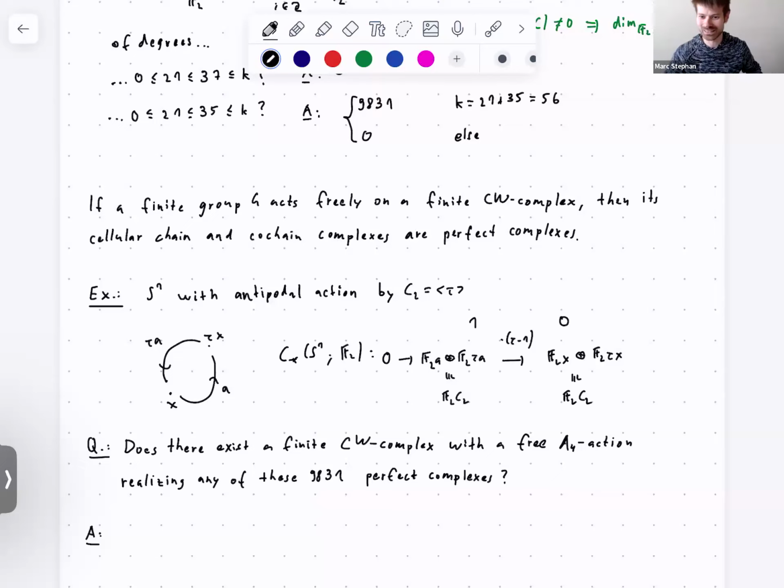Does anybody have a guess what's the answer there? So for how many of these can we find a finite CW complex with a free A4 action such that the cellular chain complex is the perfect complex? And since Henrik knows our work very well, 42 is always the best answer. But Henrik cheated because he knows our work, and so he knows that the answer is that none of these can be realized topologically.